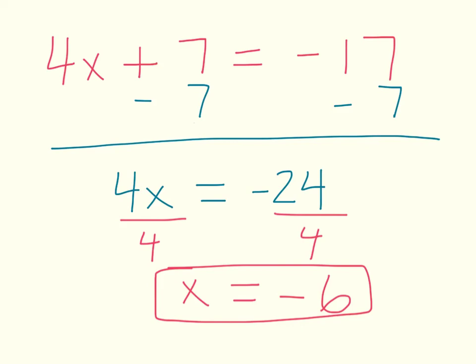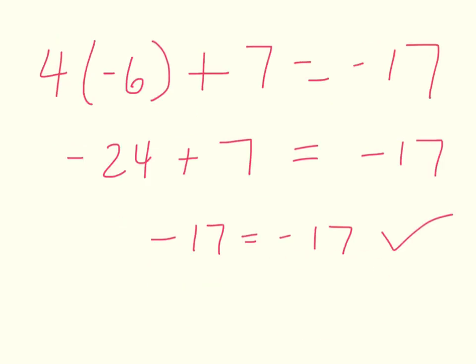Now we need to check our work, so substitute negative 6 in for x. 4 times negative 6 plus 7. 4 times negative 6 is negative 24, plus 7 is going to equal negative 17. So our answers check out.